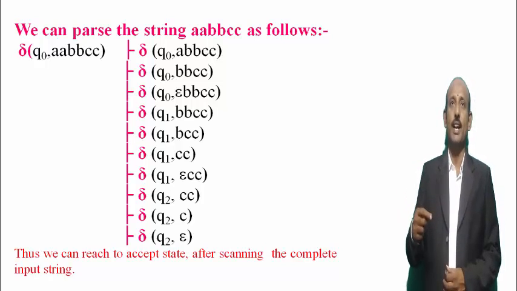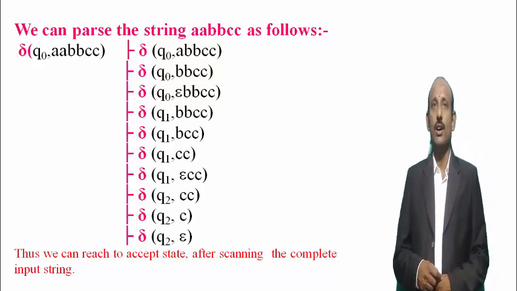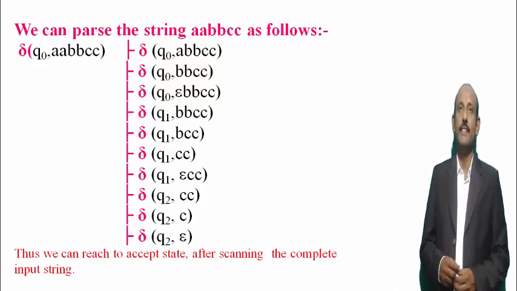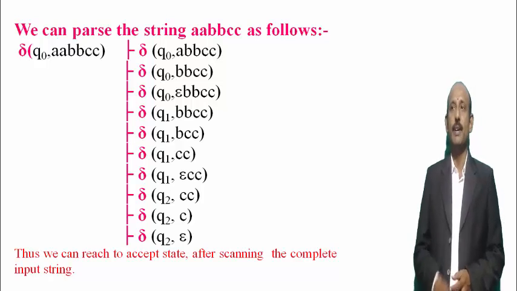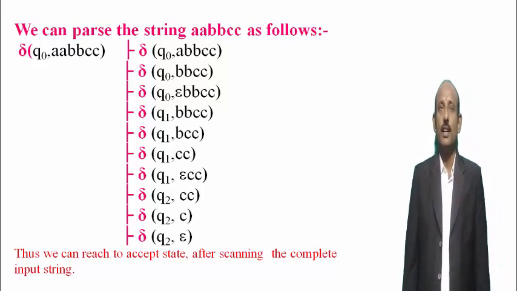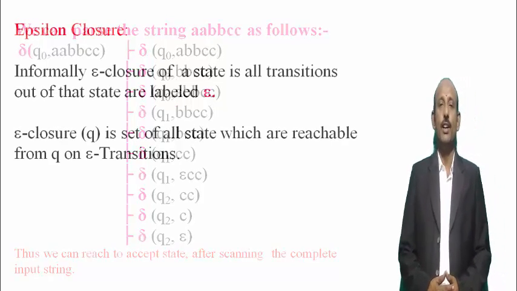Again, it reads another C. Then finally, Q2 is the final state, or accepting state. So we can announce that the given input string is accepted by this finite automata. Next, another topic is the epsilon closure.